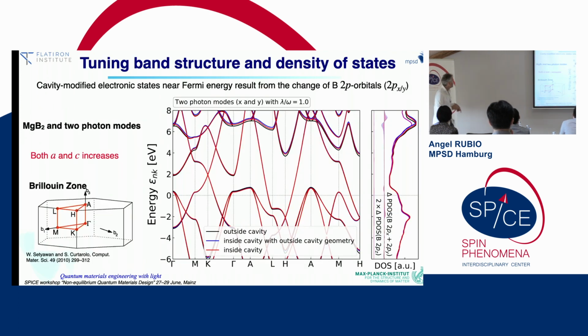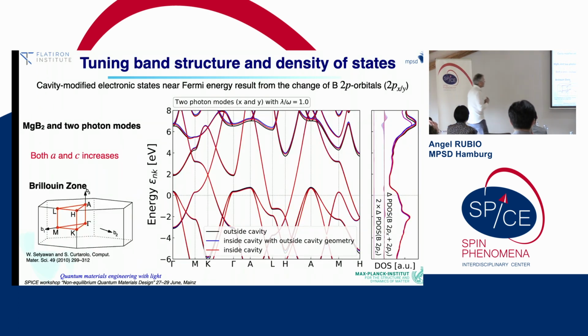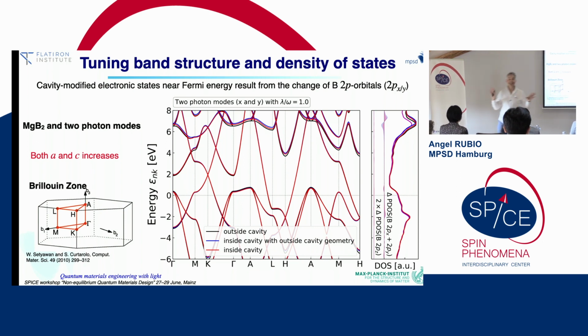Then, something that is in agreement with some of the calculations that Giacomo Mazza has done for other insulators is that if you look at the electronic structure, basically you don't see major modifications. You can plot the electronic structure in and outside the cavity, and you have to look very carefully if you want to blow up what is changing at the Fermi surface.